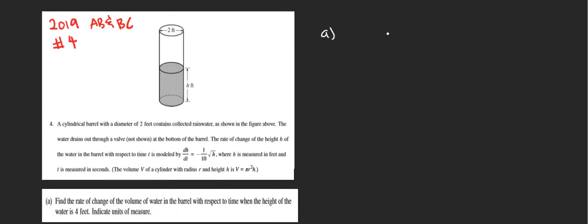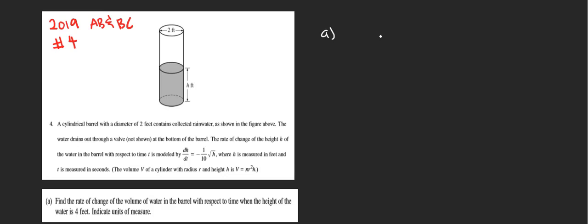Let's take a look at 2019 AB and BC number 4. This is a related rate problem. Whenever you do an FRQ, it is always a good idea to read the directions. I spent about 2 minutes just reading the directions and thinking about what they're asking.